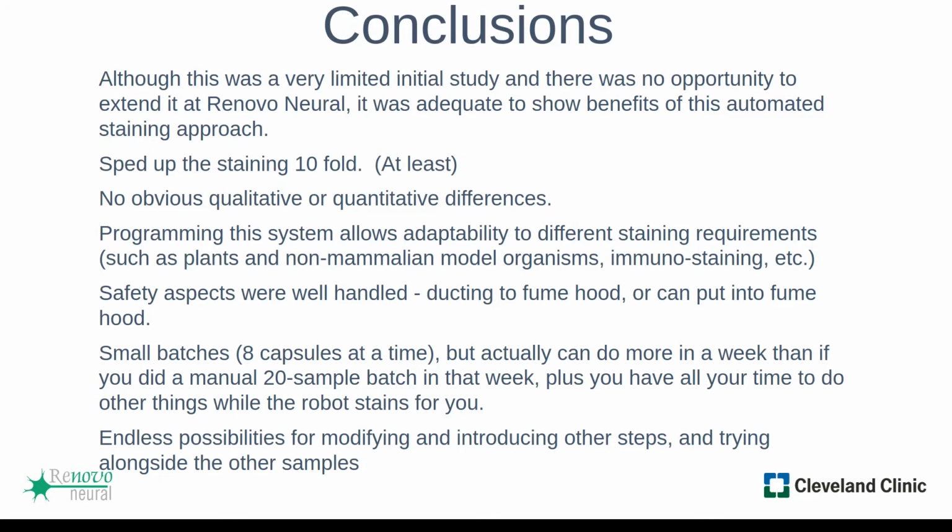So you can do small batches, only 8 capsules at a time, but you can actually still do more in a week than if you did a manual batch of 20 samples. Plus, you have all your time to do other things while the robot stains for you. Because even if you're doing 8 capsules at a time, if you start a staining batch every day or every other day, your samples that you start on Monday are going to be out of the ASP pretty quickly, and while they're curing in the oven, you can start another 8.